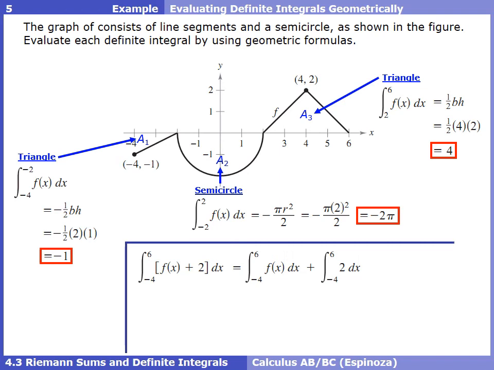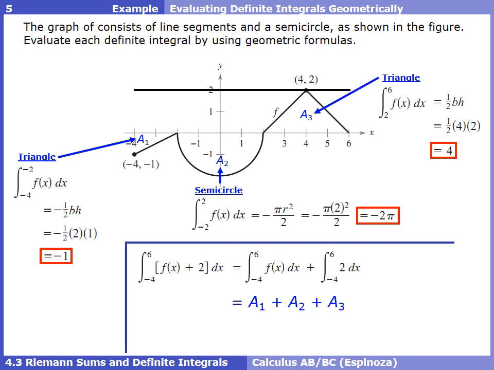If we want to find the area from -4 to 6 of f of x, I would have to take what I labeled as A1, which is the triangle, and add to that what I labeled as A2, which is the semicircle, and add to that what I labeled as A3, which is that last triangle. So we know to find the area from -4 to 6, I would just need to take all those areas and add them up. So how are we going to find the area from -4 to 6 of 2 dx?